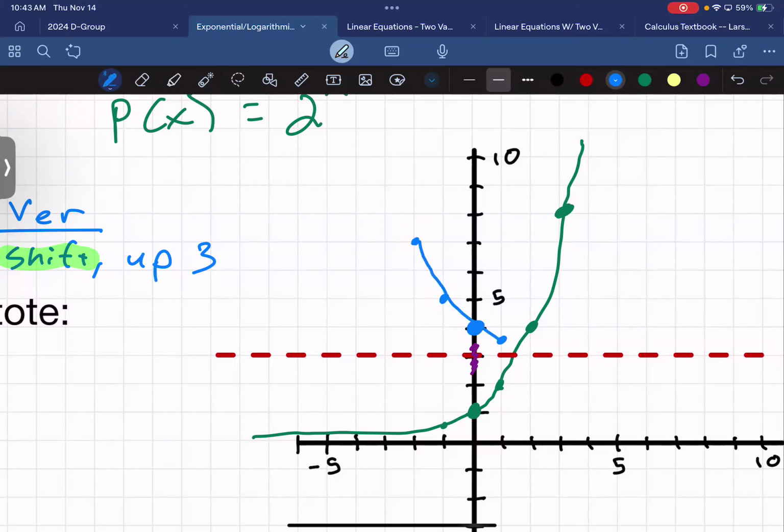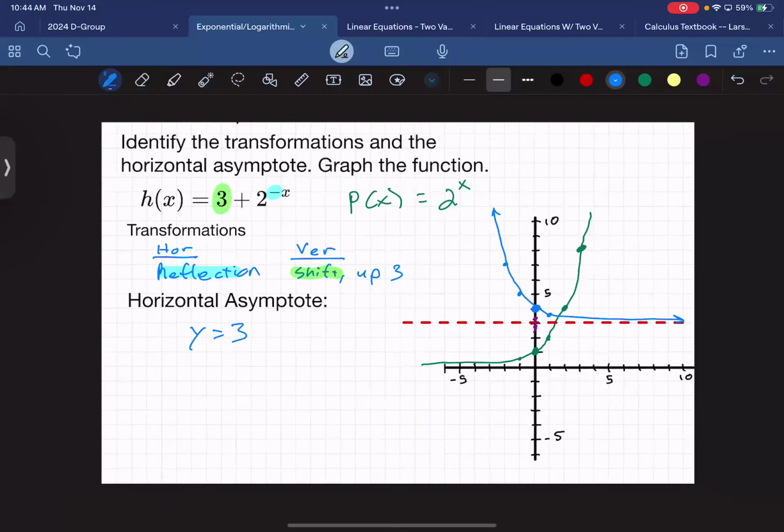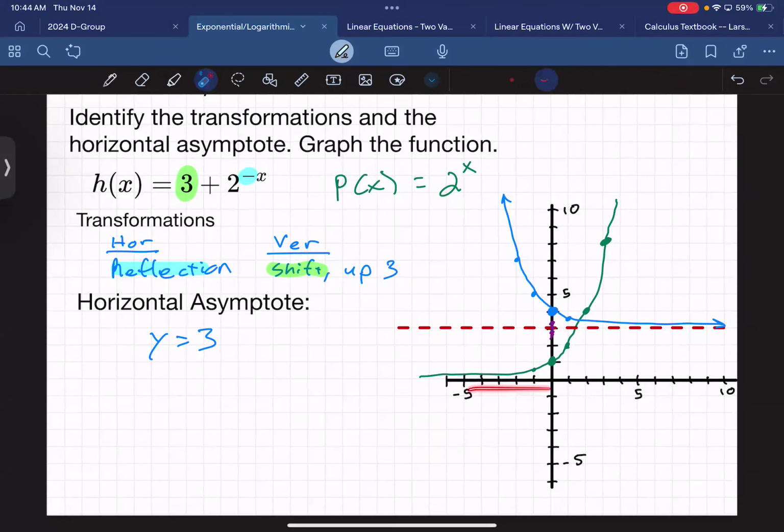Now, as far as our graph is concerned, we have exponential decay. All right. Some things that we can interpret from this. Okay. As x goes to infinity, so we're looking at the right-hand end of our graph, this would be end behavior. As x goes to positive infinity, our function goes to our horizontal asymptote. Very similar to rationals.